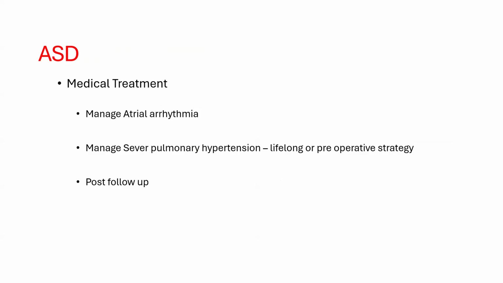So ultimately, there's always room for some medical treatment. We can manage the atrial arrhythmia, which we did for our adult patient last week. It was started on bisoprolol, which was not working well enough, so it then was switched to amiodarone this week. You have to manage patients with severe pulmonary hypertension, especially if there's contraindication for surgery. Then they have to be on pulmonary hypertension reducing drugs as well. And then, like I indicated, there's a lifelong follow-up because of the risk of atrial tachyarrhythmias.